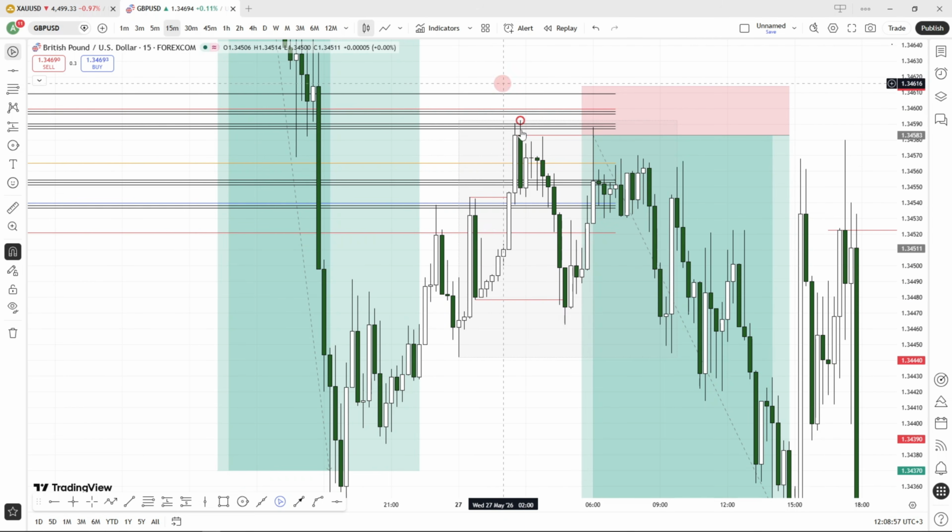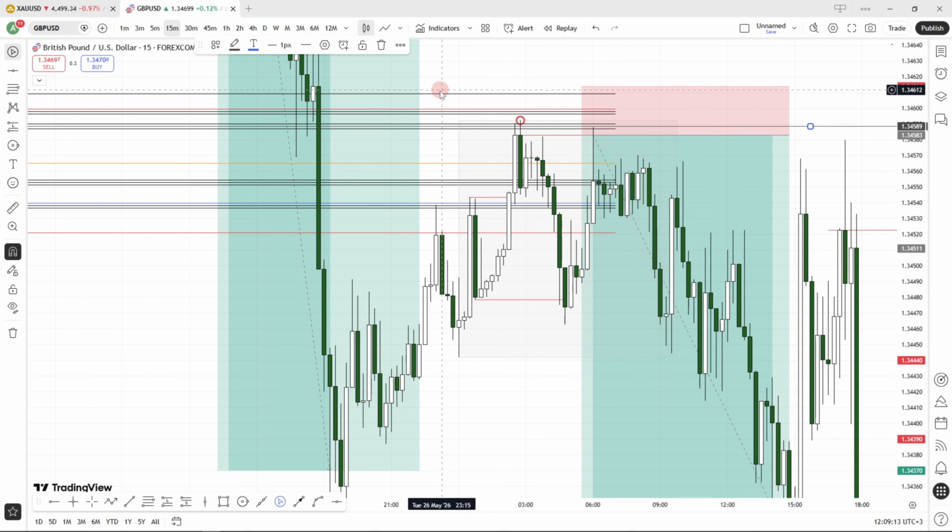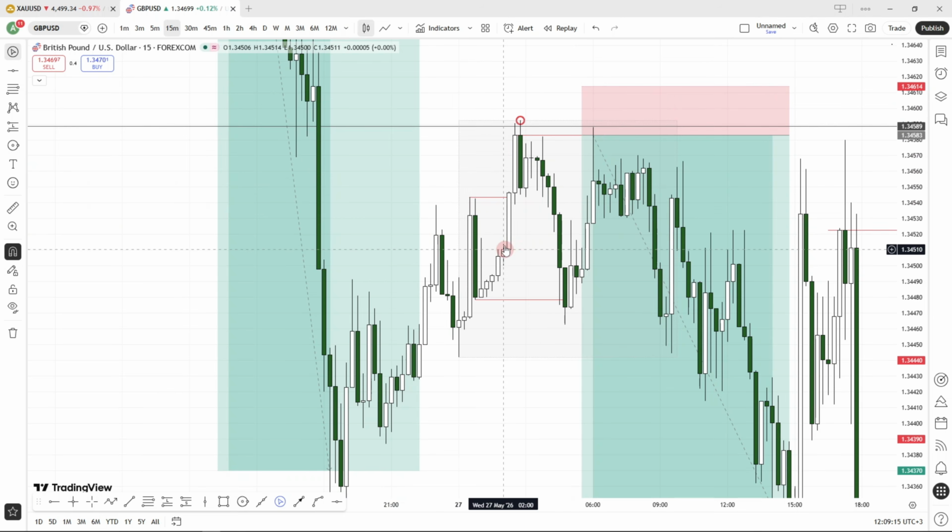So this is the level. Let me just mark it randomly with a horizontal line so that I can take out these fib levels. They make the chart a bit clumsy, so I'm going to mark the middle, yeah, and then I'll take out the fib levels. So yeah, remember, this is our point of interest.